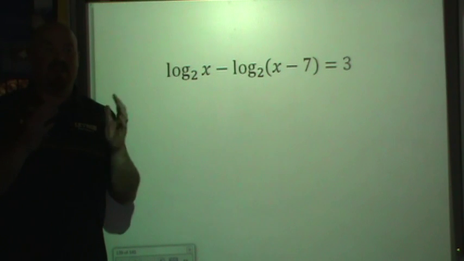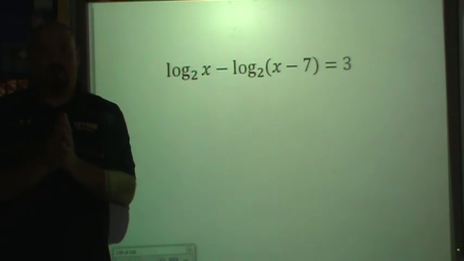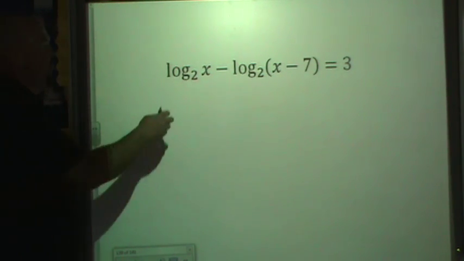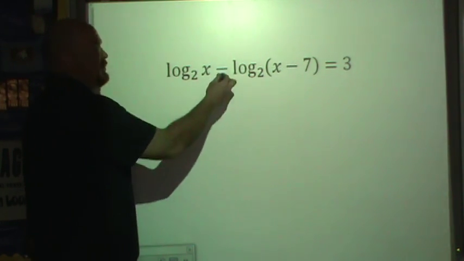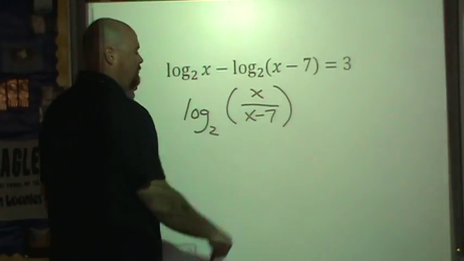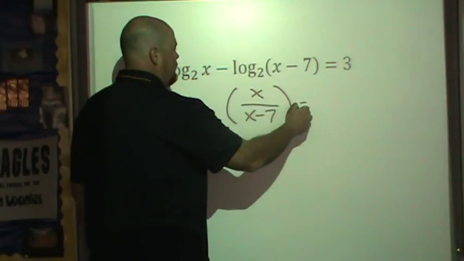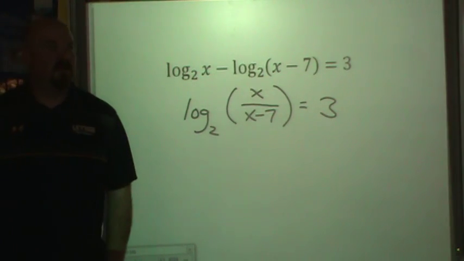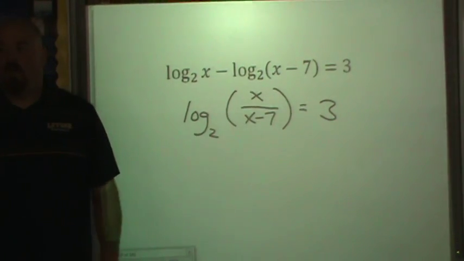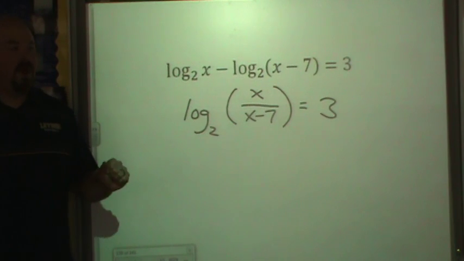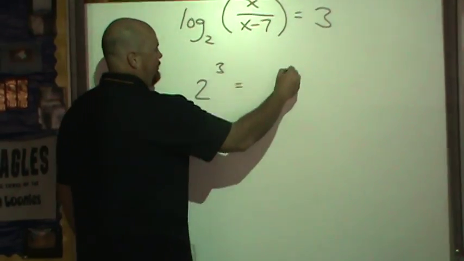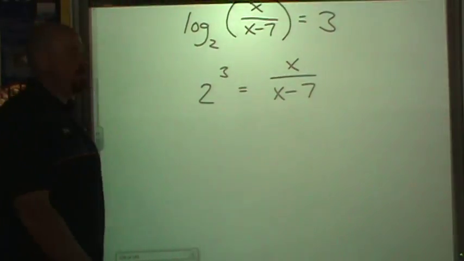So I'm going to be able to condense this in order to create one logarithm on the left side of this equation. So I've got log base 2 of x minus log base 2 of x minus 7, so the difference of 2 logs is the log of their quotient, and that is equal to 3. So I have isolated the logarithm. The constant's on the other side. Once the logarithm has been isolated, write it in exponential form, which is 2 to the 3rd power equals x over x minus 7.